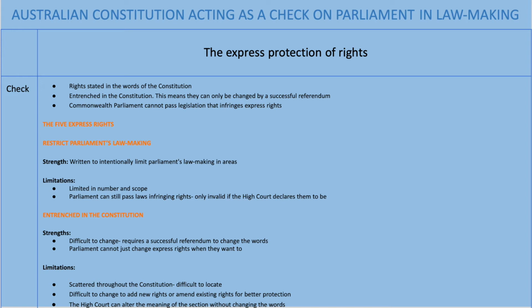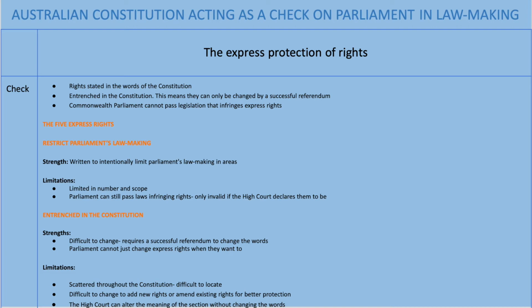Express rights, as we mentioned, are entrenched in the Constitution. This is a strength because they are difficult to change. They require a successful referendum to change the words, and we will look at how difficult it is for a referendum to achieve the double majority provision in a later slide. This is also a strength because Parliament can't just change express rights when they feel like it.